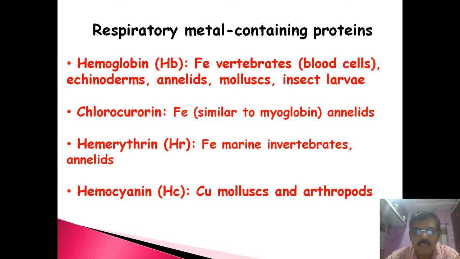Then the next pigment is chlorocruorin, and it has iron as a metal, and it is similar to myoglobin and found in the annelids. Then hemerythrin. It is an iron protein and present in marine invertebrates and annelids. And the last one is hemocyanin. This hemocyanin contains copper and it is present in mollusks and arthropods.